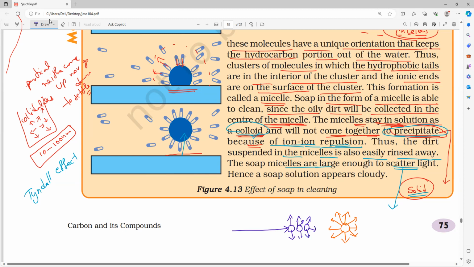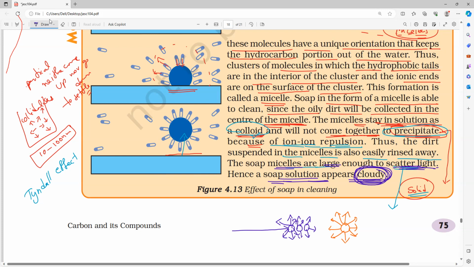Now, because micelles have a sufficient size, not too small or too large, they are a fixed normal size, which is enough to scatter the light. So that is why the soap solution always appears to be what? Everybody? What is the reason? Cloudy. Because what is happening? The micelles will scatter the light. They will spread the light in all directions. That is the reason the soap solution always appears to be cloudy in nature.